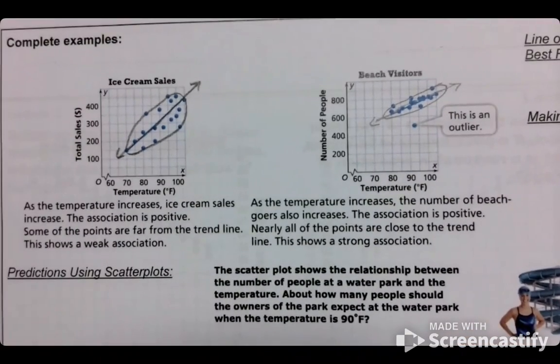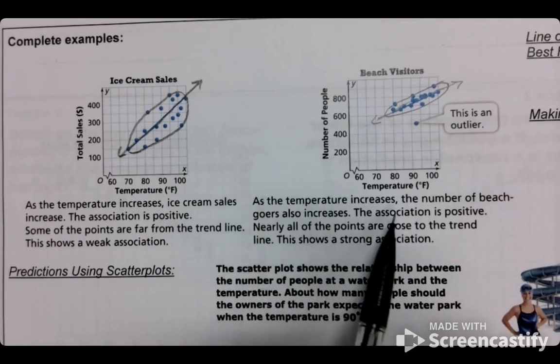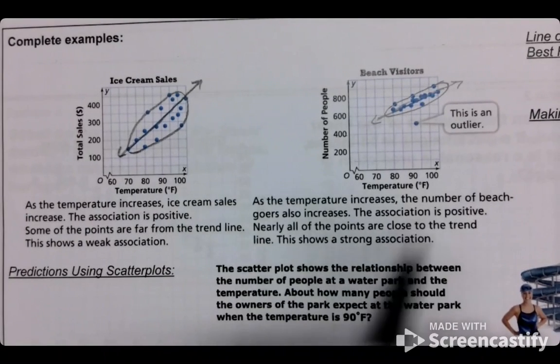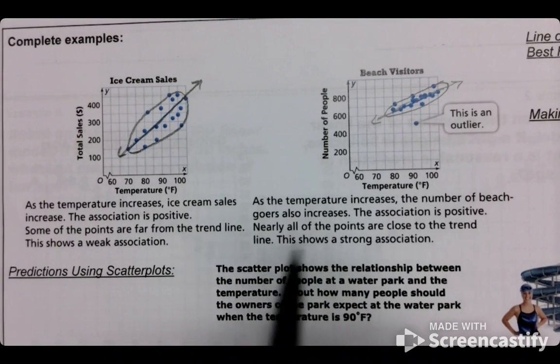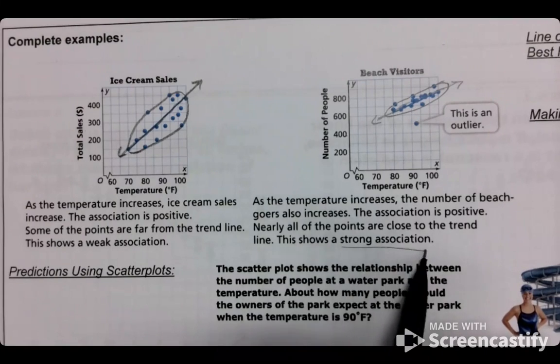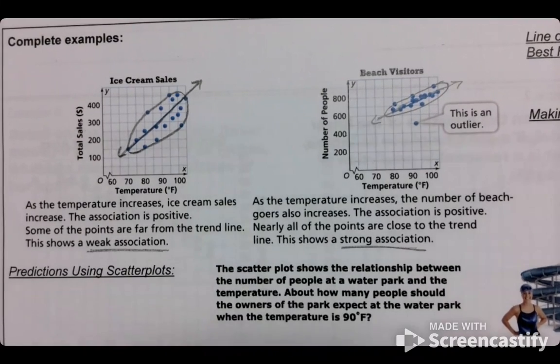That's why we know that they're there, to realize, oh, I don't have to worry about them. So this one says, as the temperature increases, the number of beachgoers increases, the association is positive. Nearly all the points are close. This is a strong association. So again, I mentioned this last time, but keep that in mind.